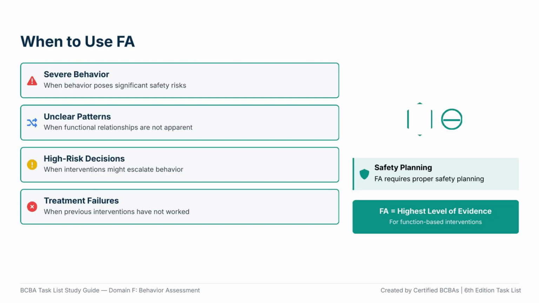Functional analysis is often used for severe or dangerous behaviors. It is used when descriptive data are unclear or conflicting. It is also used when treatment failures have occurred. However, safety and feasibility must always be considered. FA requires careful planning and risk management.